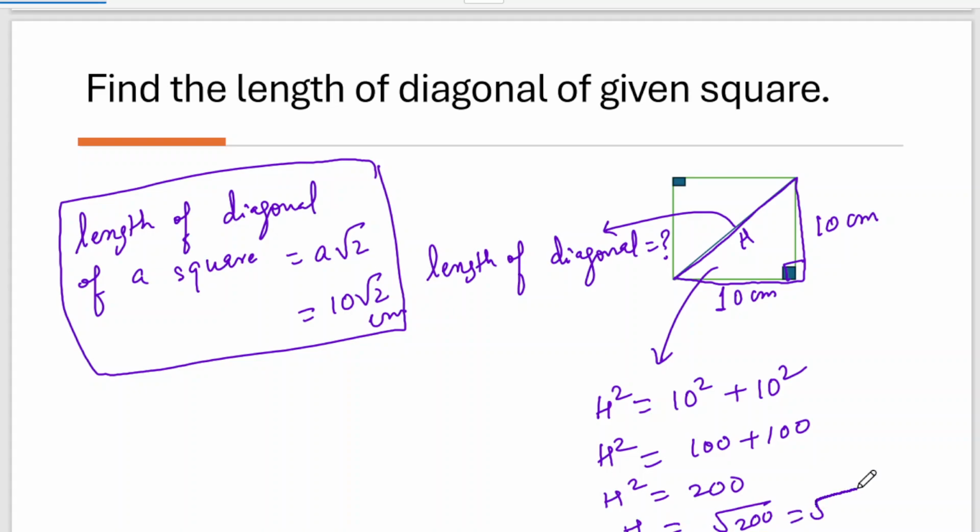That can be written as 2 into 100. So it will be 10 root 2 centimeter. So if you remember the formula, use this. Otherwise, you can solve this way also. Okay, next.